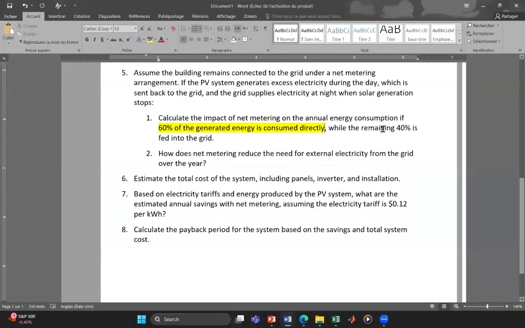For the next question, how does net metering reduce the need for external electricity from the grid over the year?